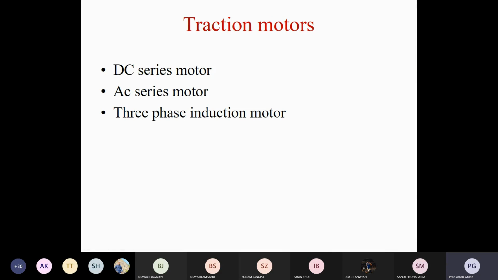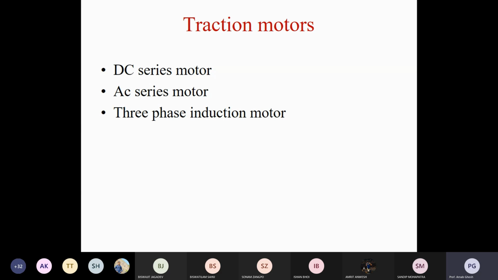Basically, we are considering the DC series motor. As per the requirement of the motor, the controlling principle is different, so the controlling methods are different. If we are using a DC series motor, we have to design the power electronics converter related to the control of the DC series motor.